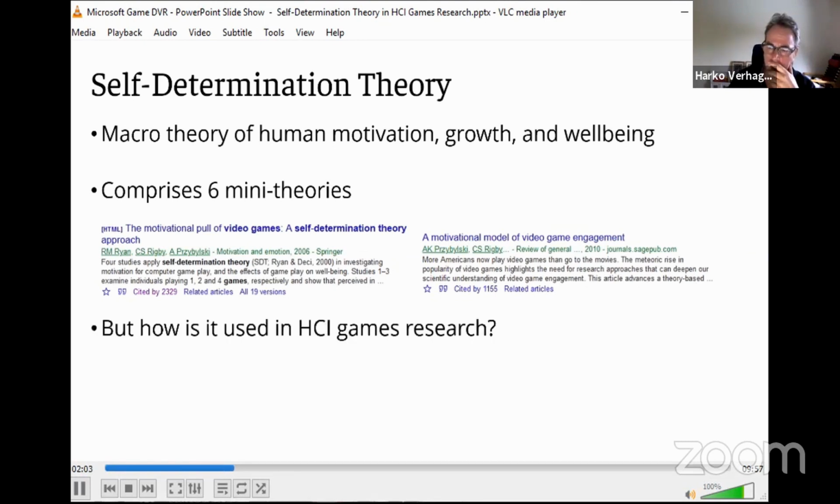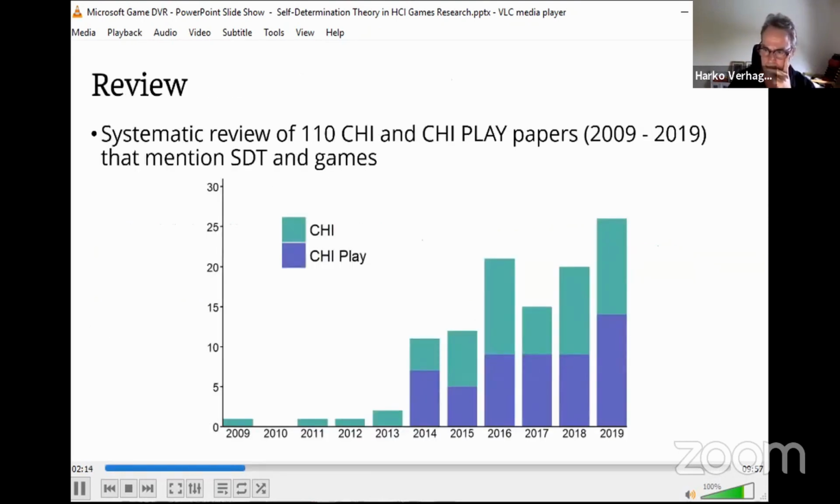But knowing that it's heavily cited, we wanted to know how HCI games research actually applies it, and what we've learned as a result of applying it, with a view to figure out where we could go from here. So we did a systematic review of all the CHI and CHI PLAY papers that have mentioned SDT and games. Clearly there's been a big uptick in work since 2014, and you can see some of that is due to CHI PLAY existing, but there's been a steady increase at CHI as well.